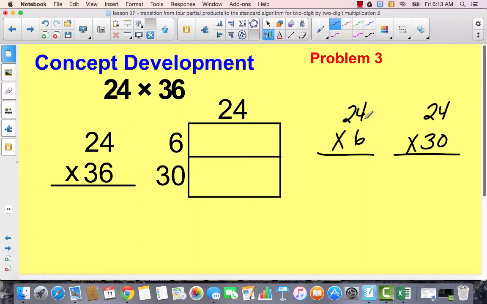Okay, so we'll do 24 times 6 first. So 4 times 6 is 24. 2 times 6 is 12, plus 2 is 14. So this is 144. I'm also going to write it over here, so I'll be ready to add.